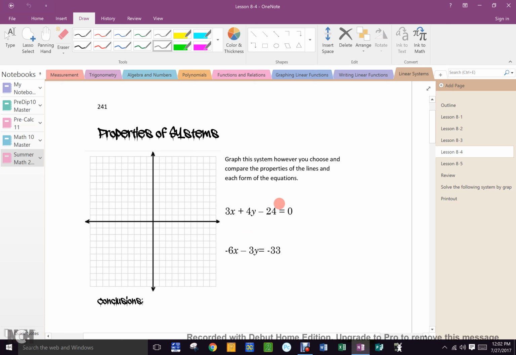Okay, so you already know how to graph this, so let's graph this, okay? However you choose, you can put it in slope-intercept form, you can put it in point-slope form, you can use x, y intercepts, I don't care. Okay, everybody good? All right, so let's do that. I'm going to use x and y intercepts for this one. So 3x equals 24 and 4y equals 24. So x equals 8 and y equals 6.